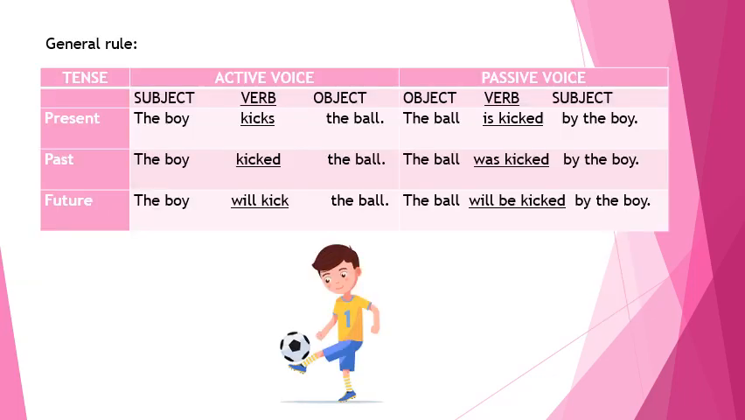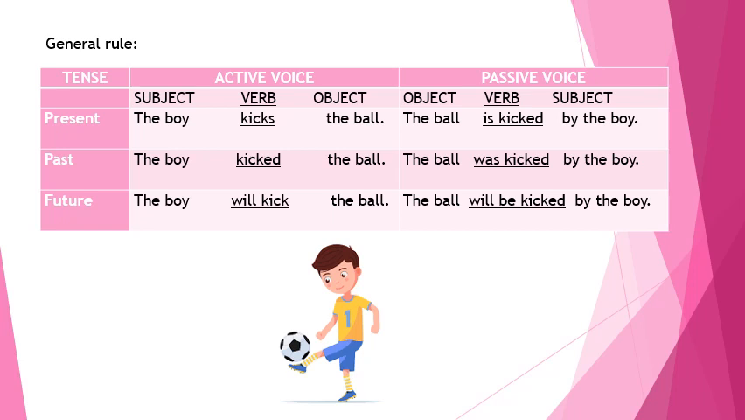The general rule is, in tenses, you have present, past, and future. Now, in active voice, you will say, the boy kicks the ball. The ball changes to the subject in passive voice. It becomes the ball is kicked by the boy. Please remember to add the by word.